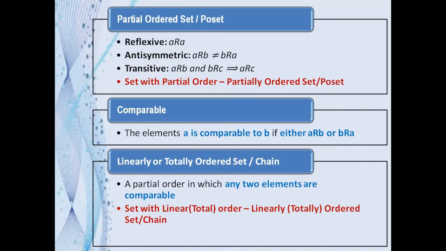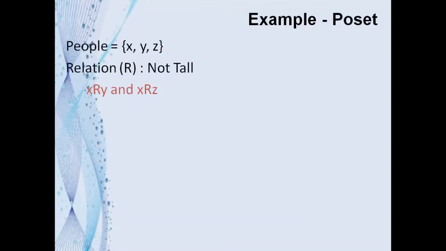Now we have to study some special characterizations of a poset. Two elements A and B in the poset are said to be comparable if either A is related to B or B is related to A. And another special relation is the linearly ordered relation, or totally ordered relation. Here the partial order relation on a set in which every two elements are comparable is called a linearly ordered or totally ordered relation. A set with that relation is called a linearly ordered set, totally ordered set, or chain. Let's take an example to understand this.